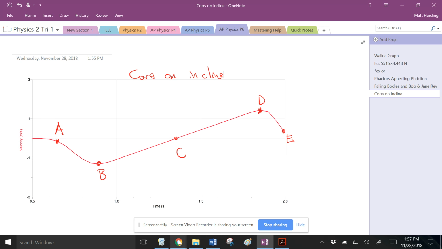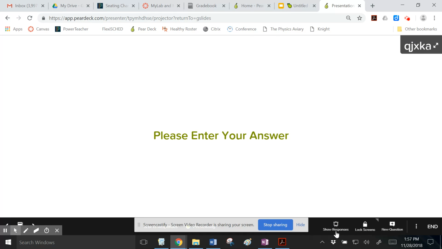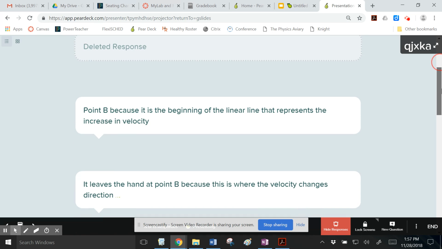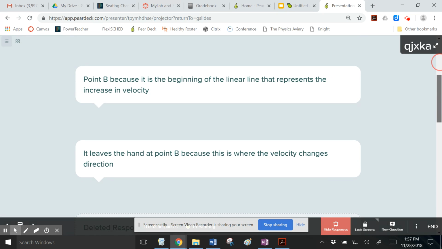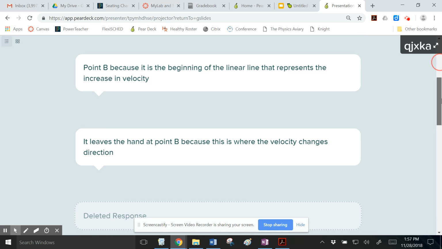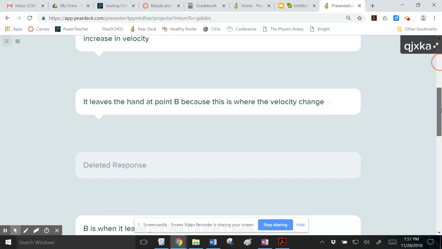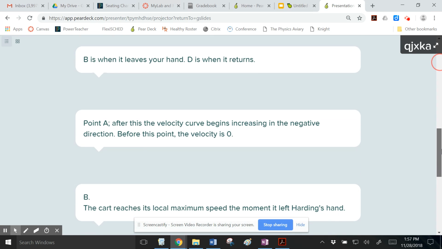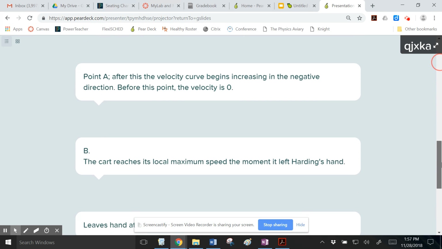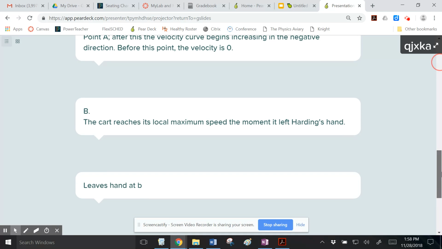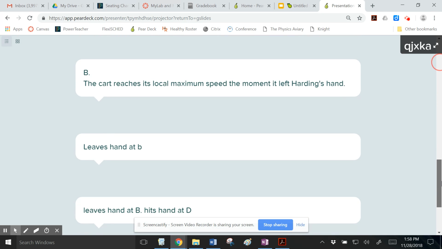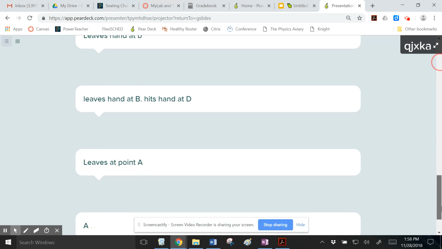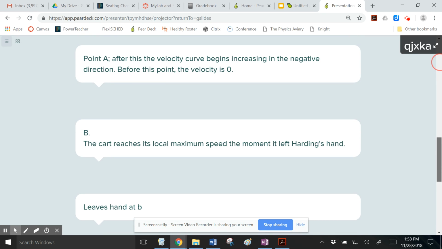So let's see what the room thinks right now. Point A. Point B, because it's the beginning of the linear line that represents the increase in velocity. Oh, man, increase in velocity. It leaves the hand at point B because this is where the velocity changes. B is when it leaves your hand. D is when it returns. Point A, after the velocity curve begins increasing in the negative direction, before this point, the velocity is zero. B, the cart reaches its local maximum speed the moment it left Harding's hand. Leaves hand at B. Hits at D.